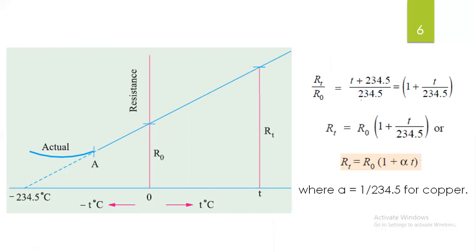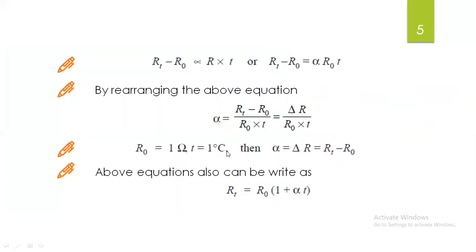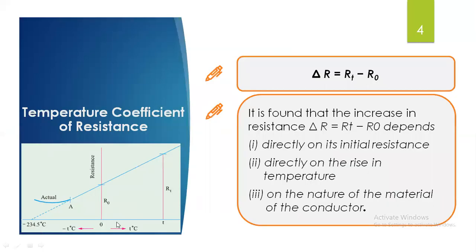From this equation, it should be remembered that the above equation holds good for both rise as well as fall in temperature. As the temperature of a conductor is decreased, its resistance is also decreased. As you can see in this figure, as temperature decreases, resistance also decreases.